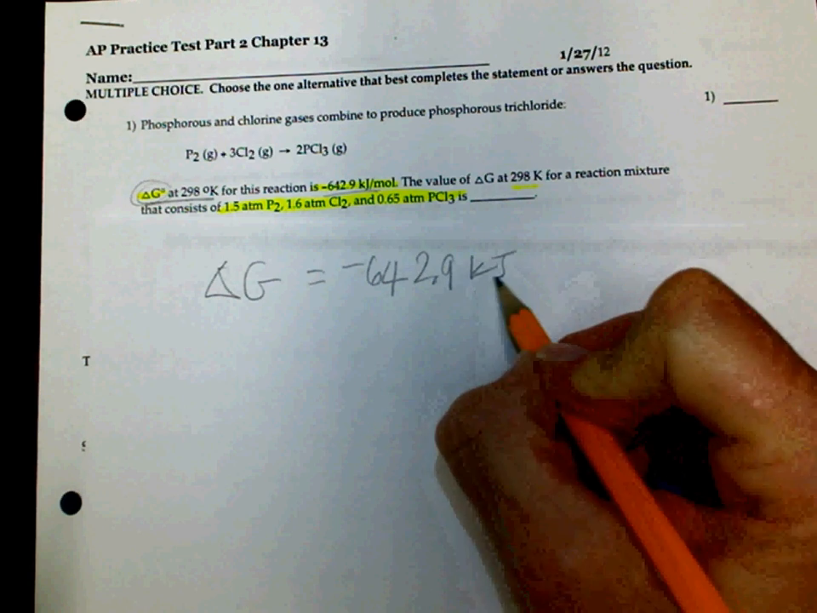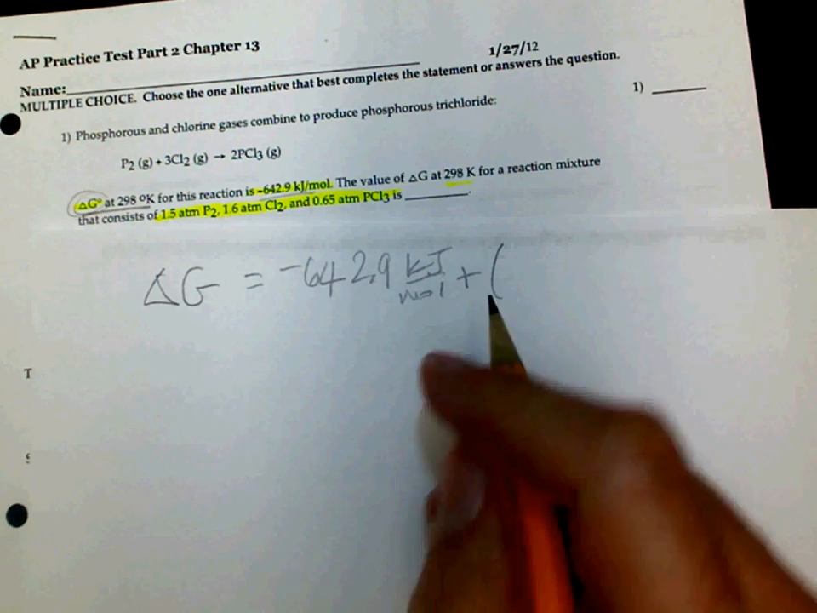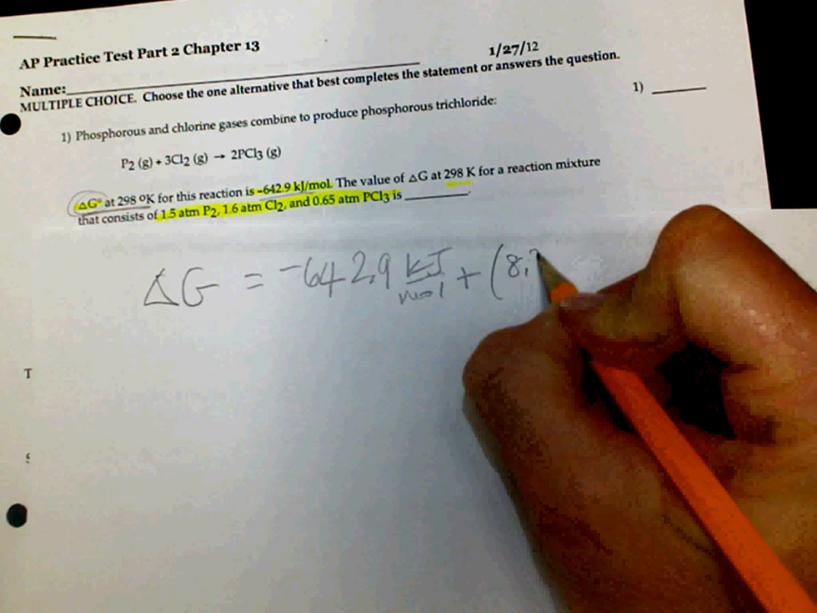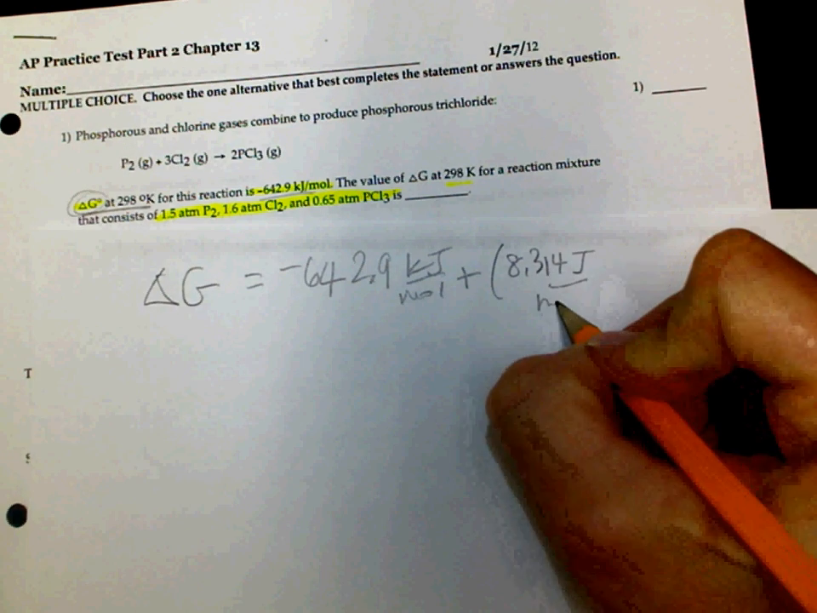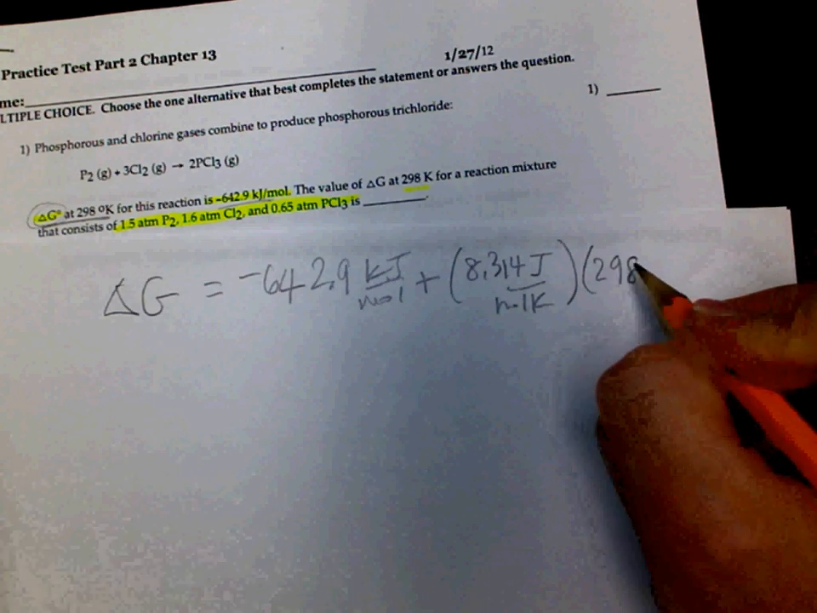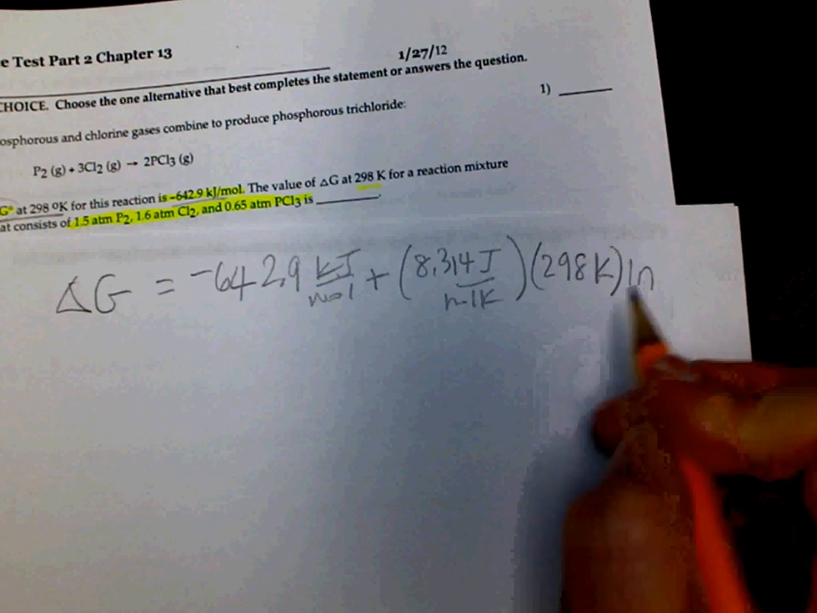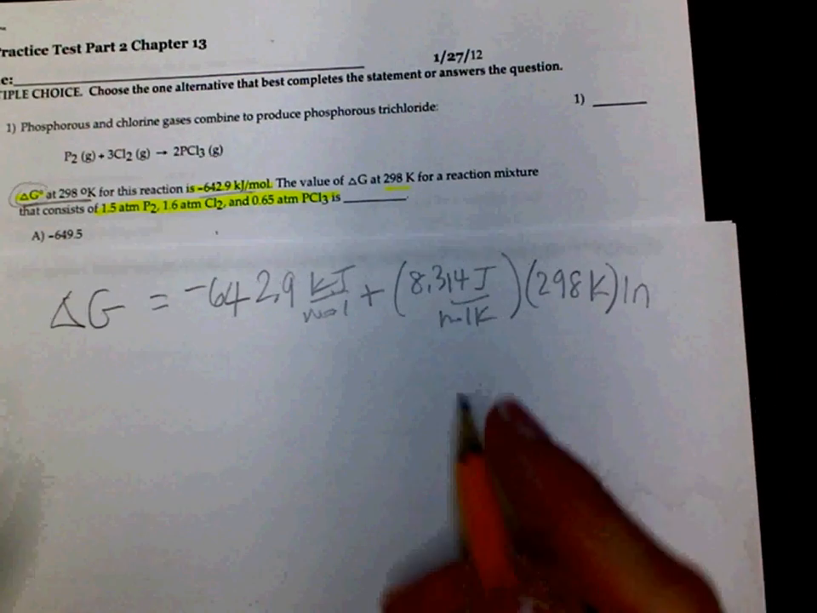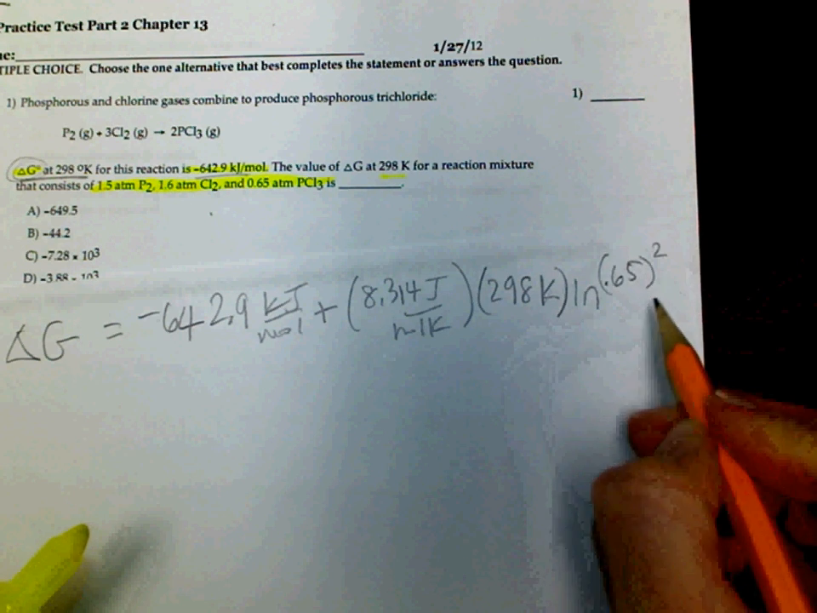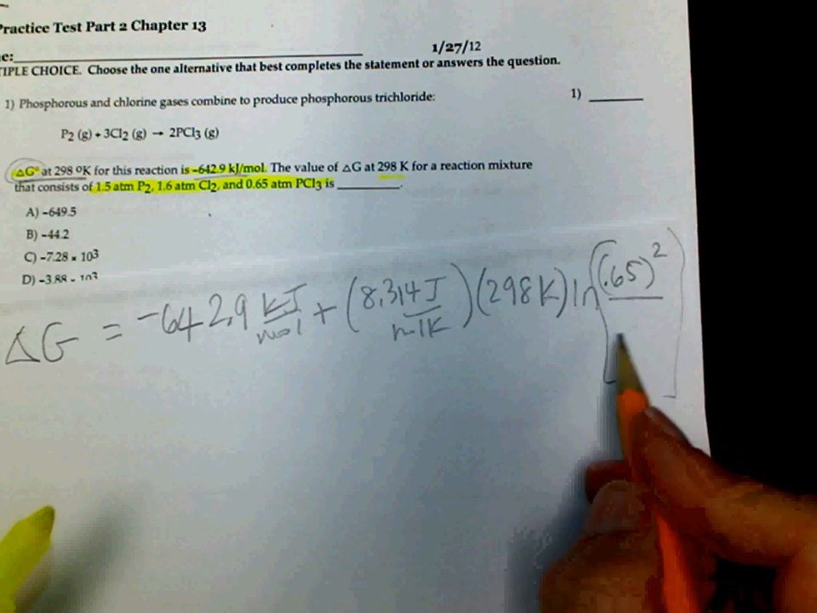642.9 kJ per mole. And these problems you can get mixed up on units and on conversion of joules to kilojoules. You already see right here that we have a place where we could make a mistake with units. And then here we have our ln of Q, and that's going to be products over reactants. So here's your PCl3. We're squaring that, and we're going to divide by 1.